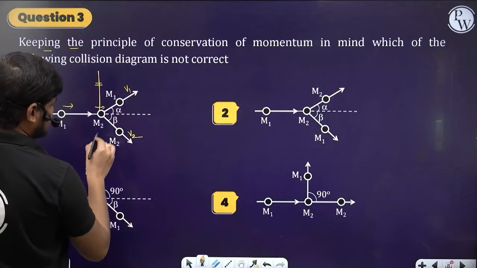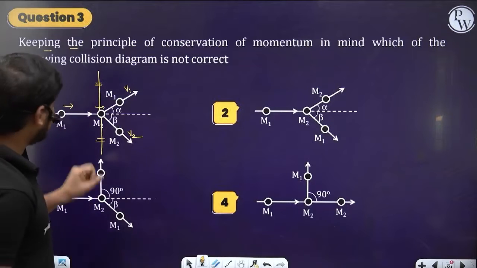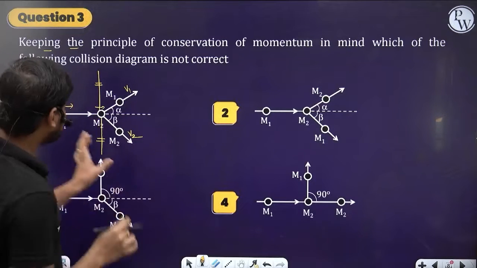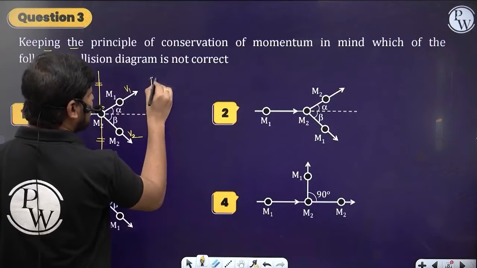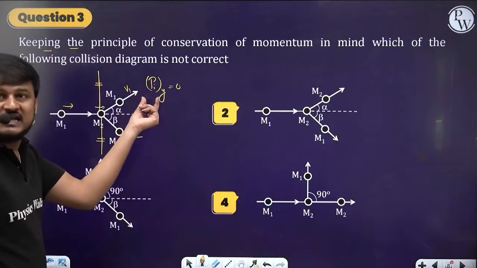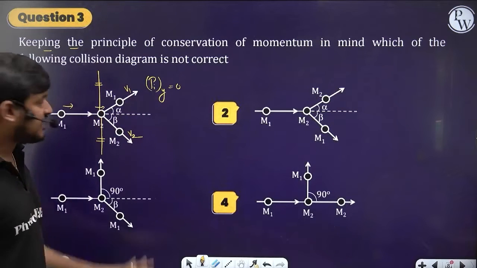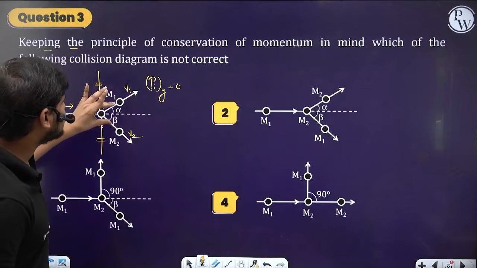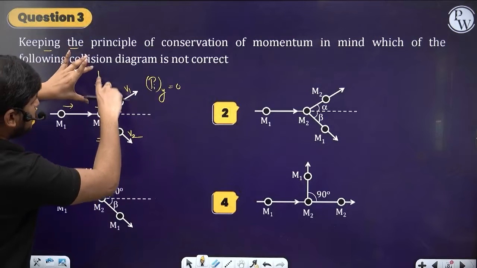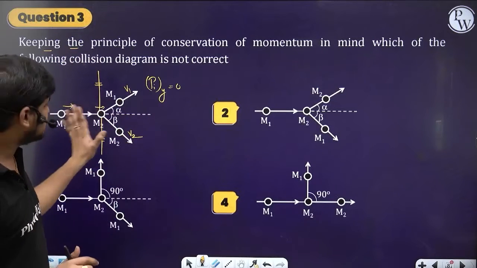momentum in the y direction and m2's momentum in the y direction, they both will be cancelled. Initially we have no net momentum in the y direction. Initially py is 0, because both are moving in the x direction. Take that hint. Here also there is a possibility that its momentum and its momentum can get cancelled. So the final can also be 0. In this case it's possible.